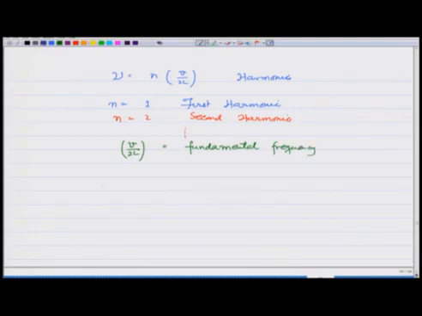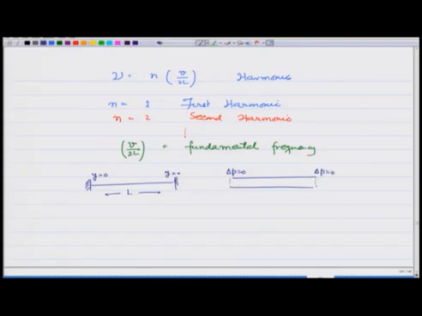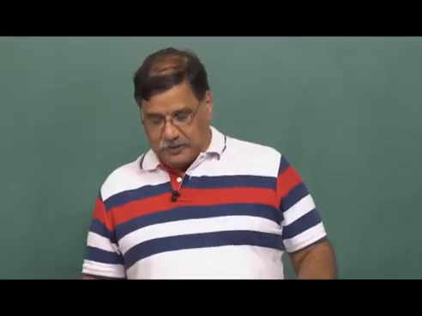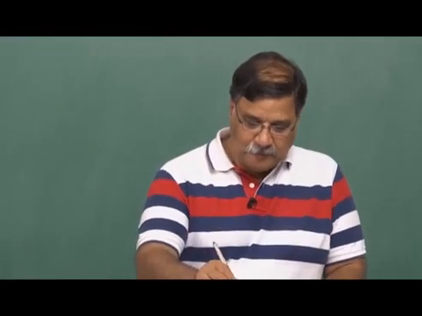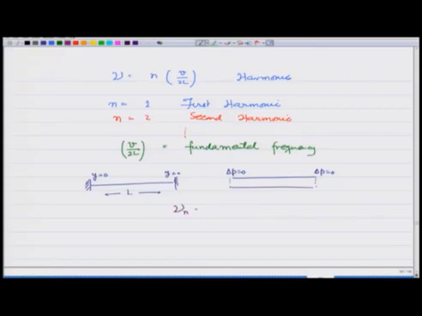So, whether I have a string of length L, where the displacement is 0 at the ends, or I have a pipe where the pressure change is 0 at the ends, the boundary conditions, what happens at the boundary of this medium, whether it is a string or a pipe, is the same. Either the displacement is 0 or pressure change is 0. The nth frequency or nth harmonic frequency comes out to be n times V over 2L for the length L of the pipe or the string.